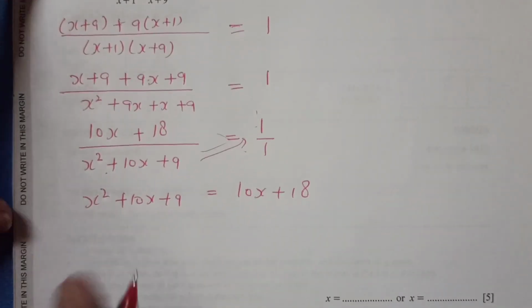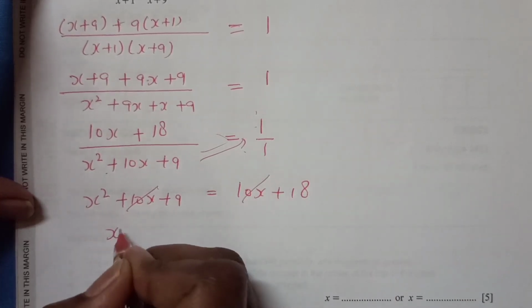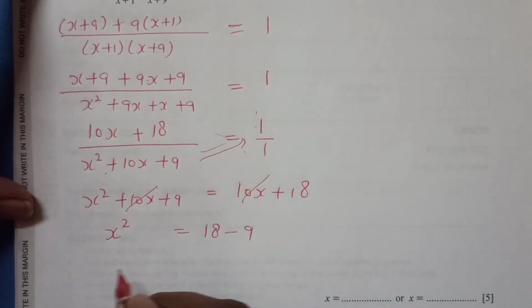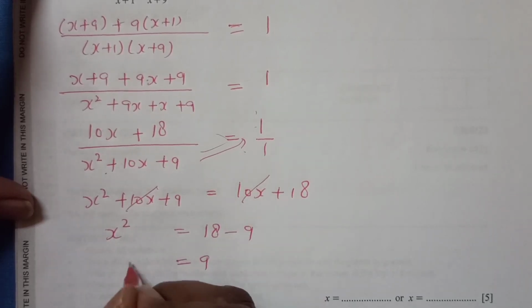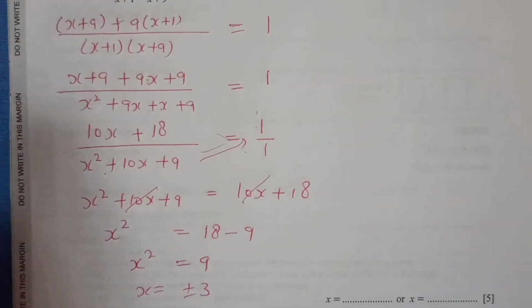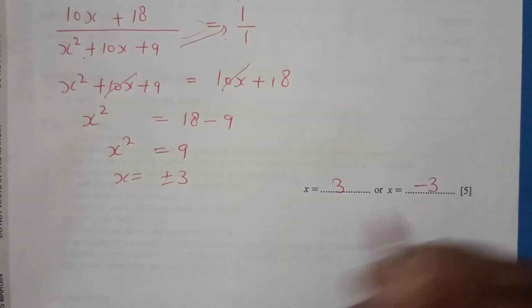So now you can see 10x and 10x, both sides we can cancel that. So we need the value of x. x squared is 18 minus 9. 18 minus 9 is 9. So x squared is 9, x will be plus or minus 3. So the value of x is 3 and minus 3.